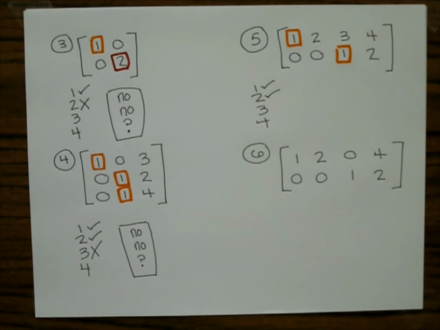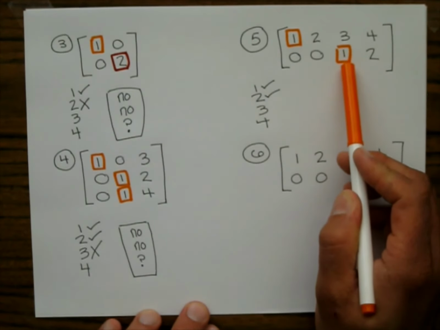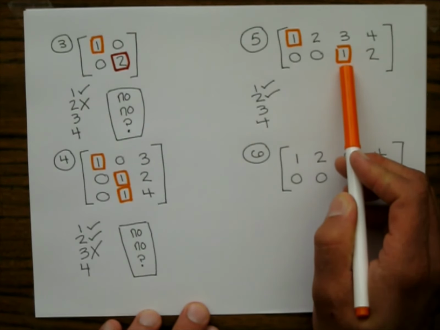Condition number 3 says the leading 1 of any row below the first row, so there's only one that I have to check, is that to the right of the leading 1 in the row above it?